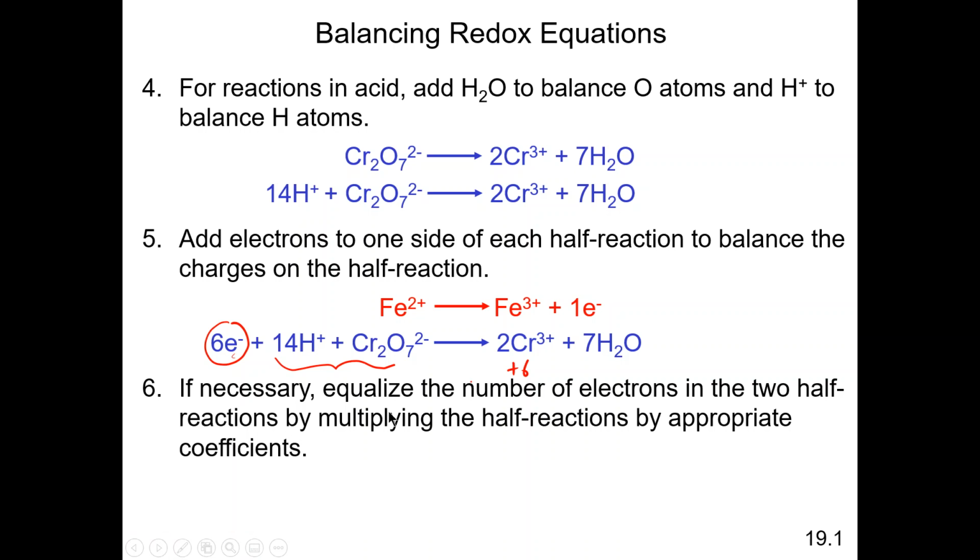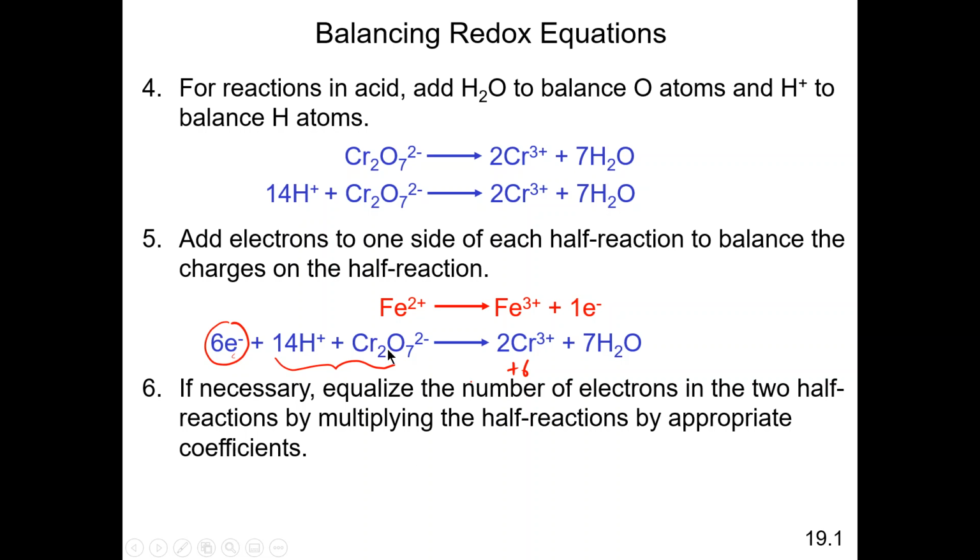Okay, so the next step is where, if you remember, we said that in any redox reaction, the number of electrons transferred, or lost and gained, must be the same. Well, you'll notice here we have 1 electron here, we have 6 electrons here, so they're obviously not the same. So we need to make sure that we multiply the half reactions by the appropriate coefficients so that the number of electrons lost and gained would be the same.